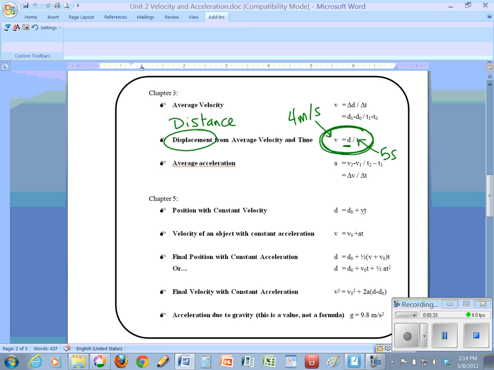This is what I do when I'm solving a physics problem. I want to figure out which formula I should be using, and it's the one where you will know all of the variables, all of the letters, except one. Then you can solve using that formula. Okay.